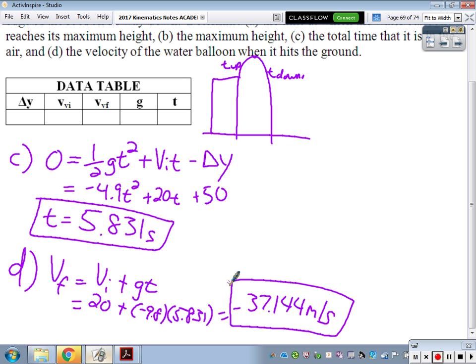Now, I do need to say, yes, this is a longer problem. It's going to take us a couple of steps. But the good news is, when I ask you to do these asymmetrical problems, it's going to be the exact same setup and the exact same steps. Part A is always going to be the time up to maximum height. Part B is going to be to find the maximum height. Part C is the total time. Part D is the impact velocity when it comes to the ground. So it's going to be the exact same setup and process as what we did here.